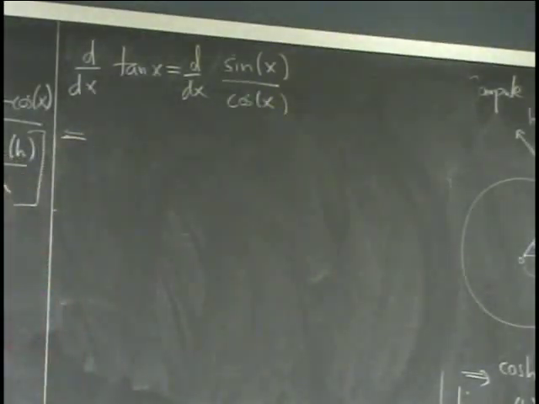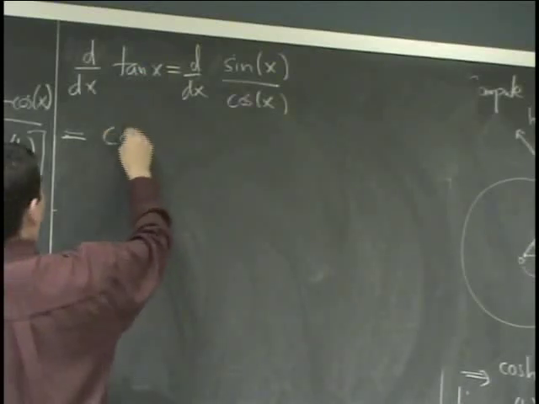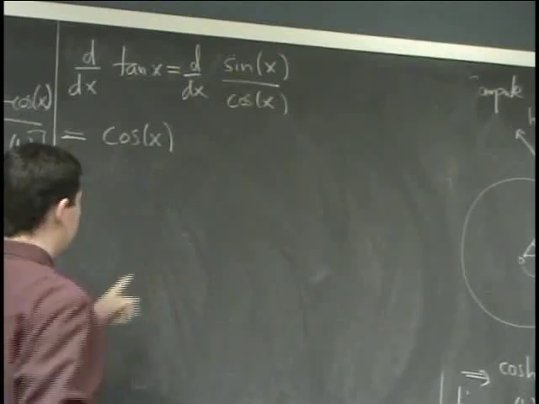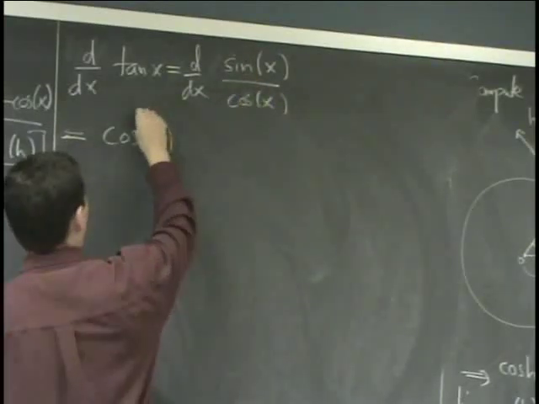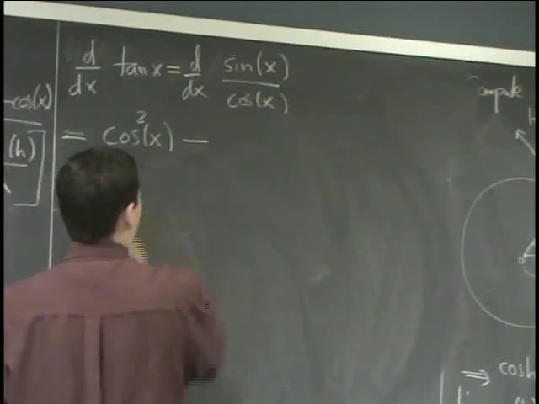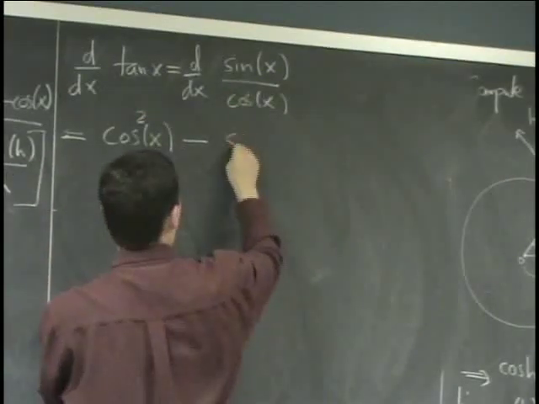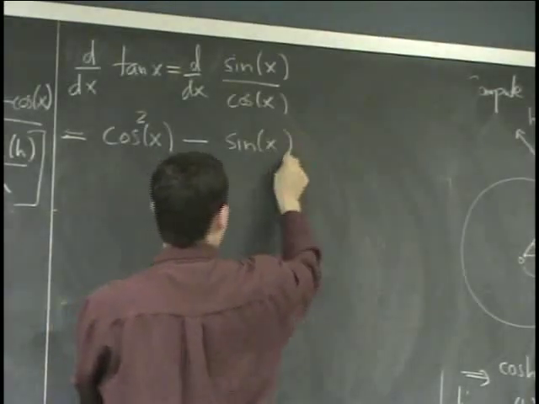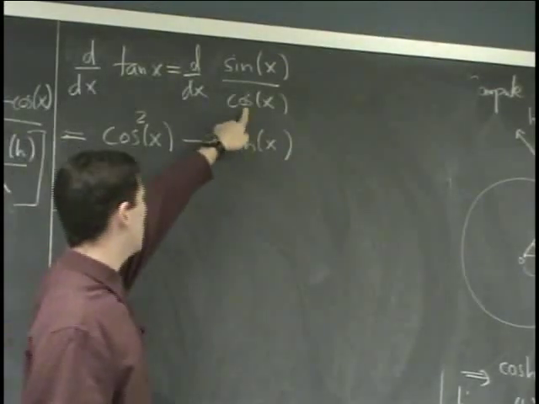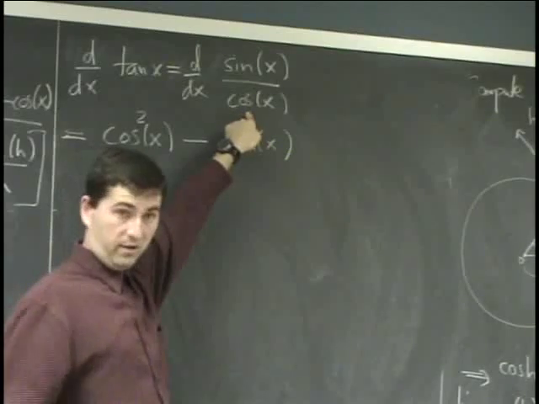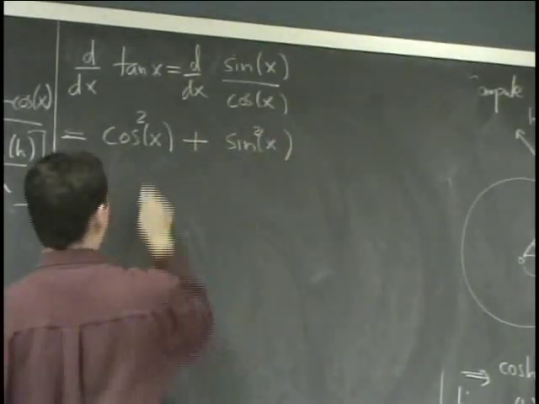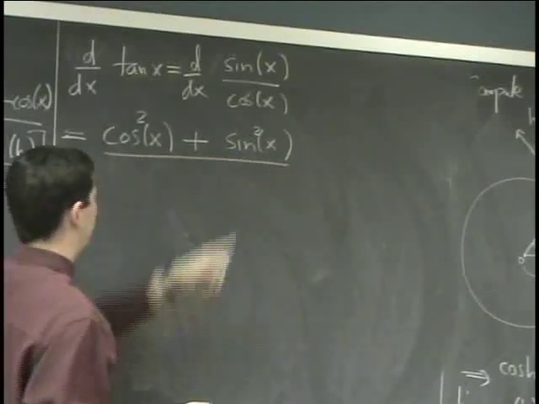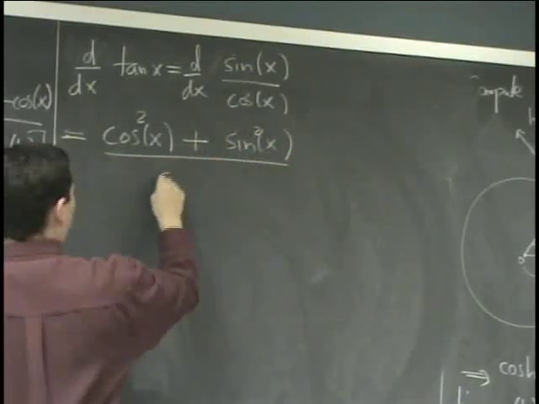The quotient rule says you do low times the derivative of high. The derivative of sine we just saw was cosine, so you get a cosine squared, minus high times the derivative of low. The derivative of cosine is minus sine, so that makes that a plus, and we get sine squared, over the square of the denominator, so we get cosine squared.